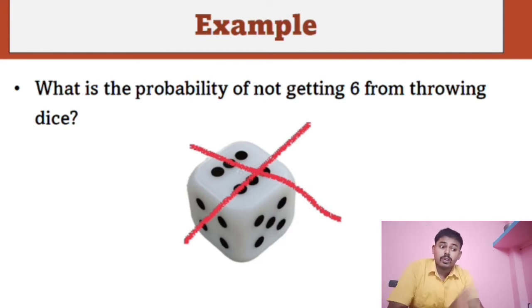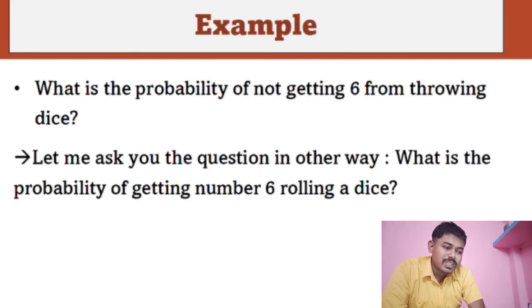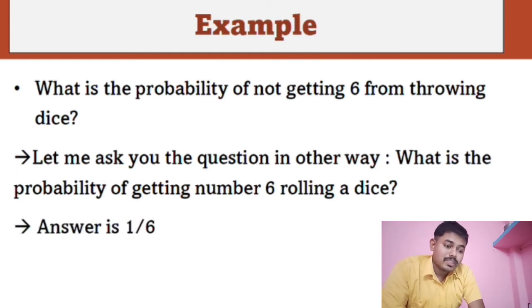Okay. So what is the probability of not getting 6 from throwing a dice? This question is very important. Just focus on this question. Let me ask it in another way. If you think this question is tough, just think of it another way: what is the probability of getting the number 6 rolling a dice? The answer is 1 by 6, as we know.